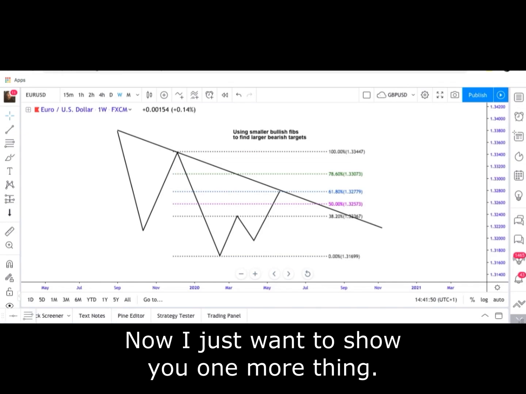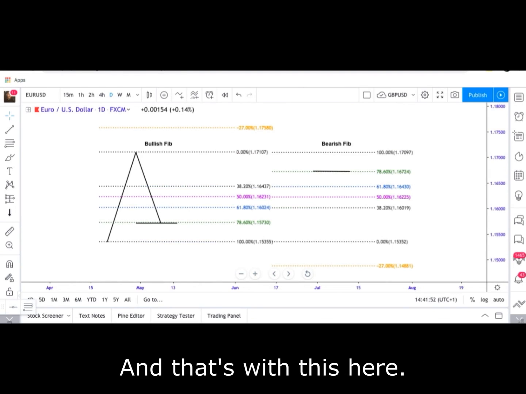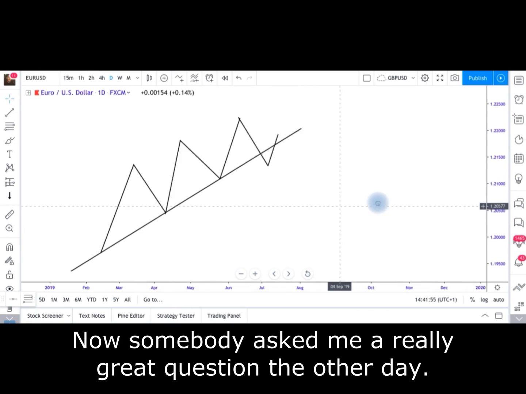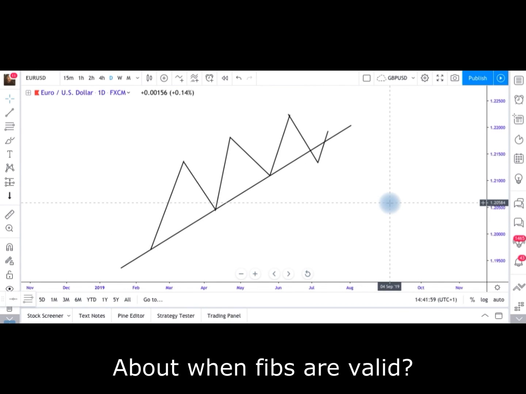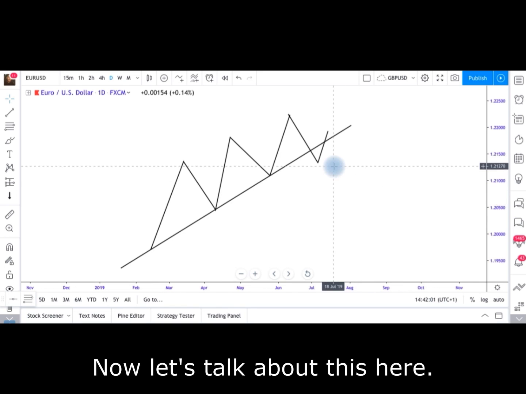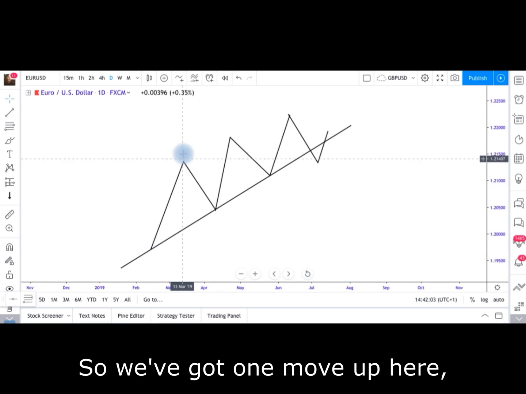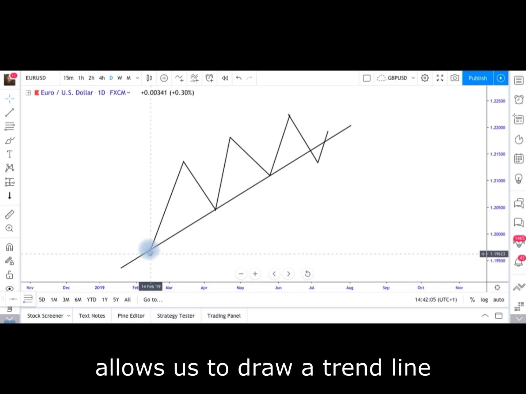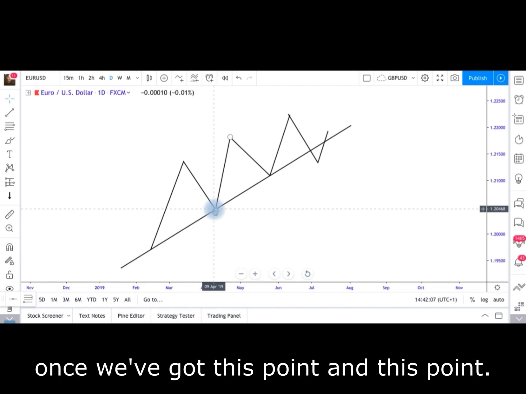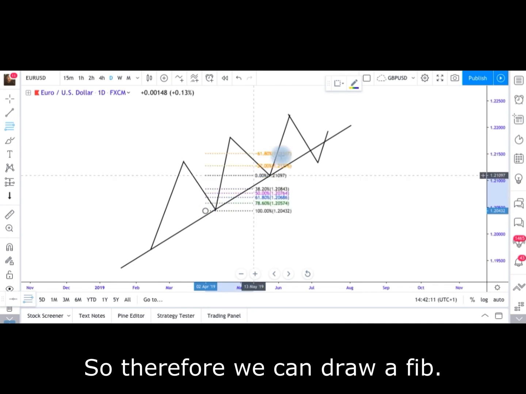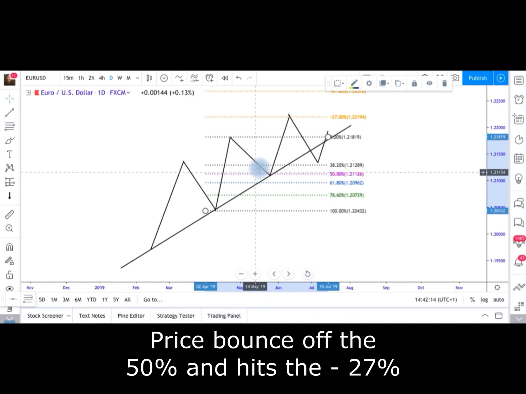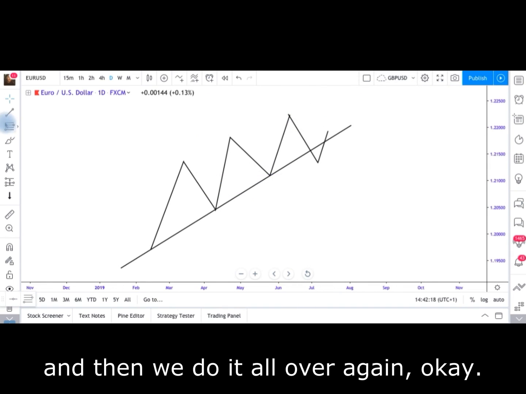Now, I just want to show you one more thing, and that's with this here. Now, somebody asked me a really great question the other day about when fibs are valid, when they're not valid, what would you do? Now, let's talk about this here. So we've got one move up here, allows us to draw a trend line once we've got this point and this point. Now, price comes up to here and stops, so therefore we can draw a fib. Price bounces off the 50% and hits the minus 27%. And then we do it all over again, okay?